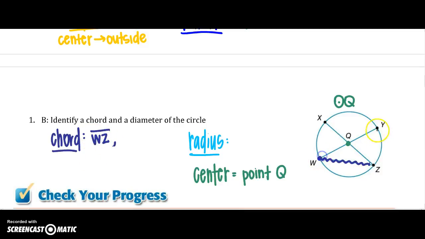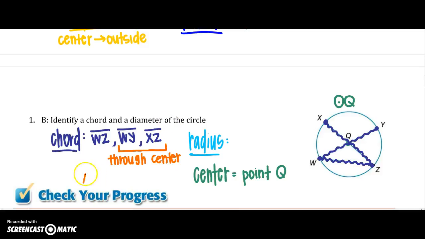Another endpoint, so W and Y are on the exterior of the circle. I also know that X and Z are on the exterior of the circle. So those three are represented. Now, because these two go through the center, they are chords through the center. I could also call them the diameter, because again, they both go through that center.